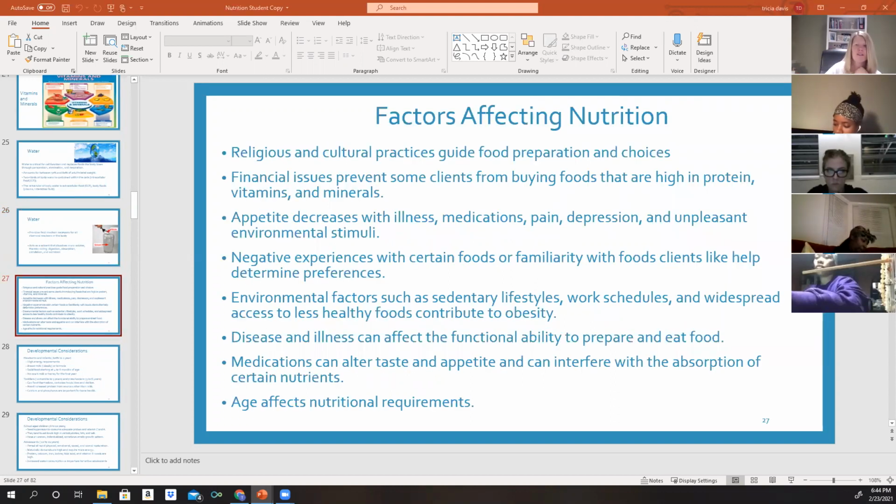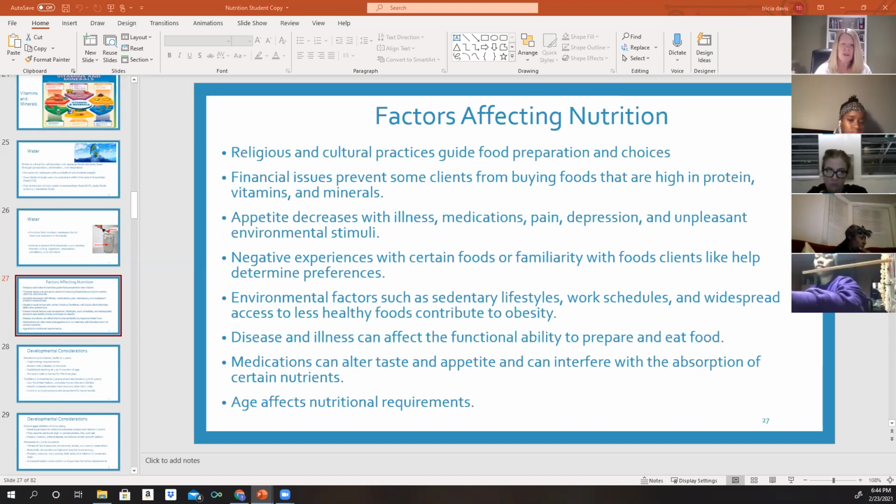So what are some factors that affect nutrition? There's a lot. Religious and cultural practices absolutely guide the way a patient or a client will prepare their food and the choices that they make. Culture influences what they eat, if it's considered edible, how it's prepared, and what combinations of food can be permitted to be cooked together, eaten together on the same plate together.